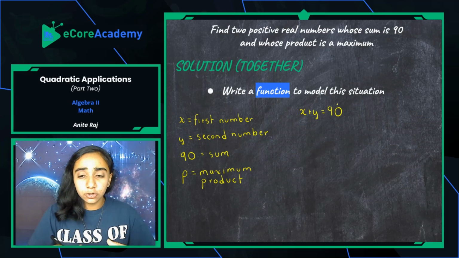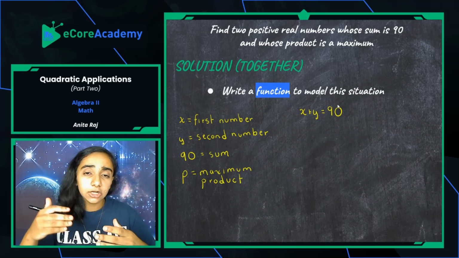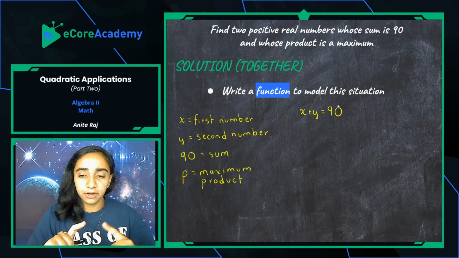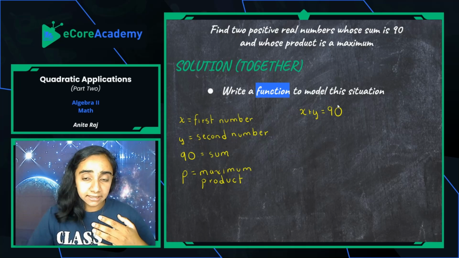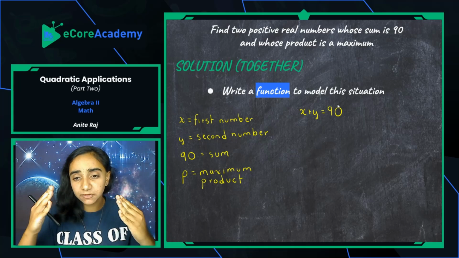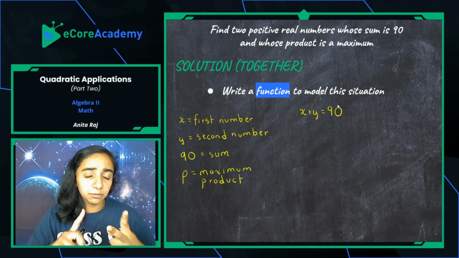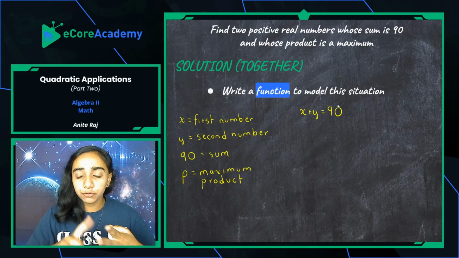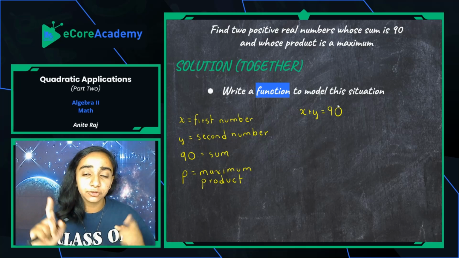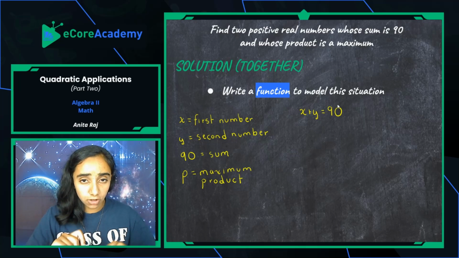Now, what we want to do is rewrite this in terms of one of the variables. So what exactly does this mean? We're going to be writing a second equation after this. We want to simplify this as much as possible. We don't know x and we don't know y. Therefore, if we rewrite it in terms of one of these variables, we can use the substitution method and solve.